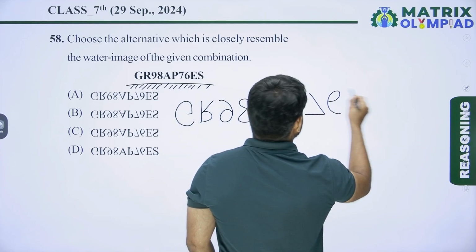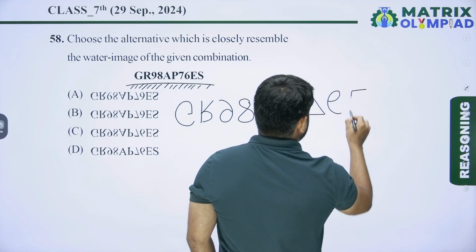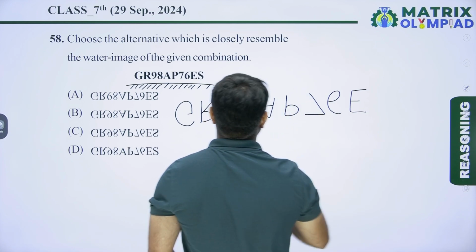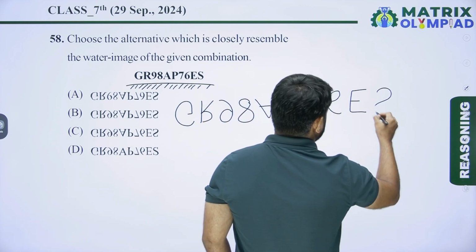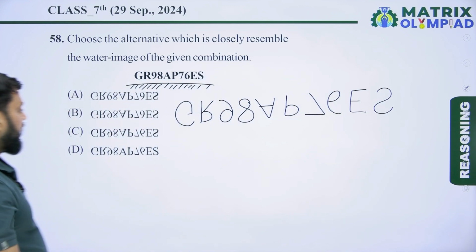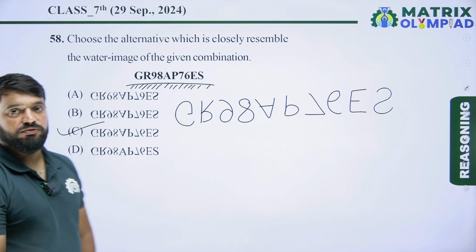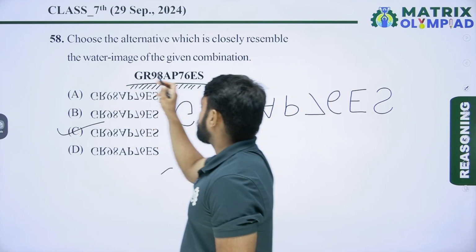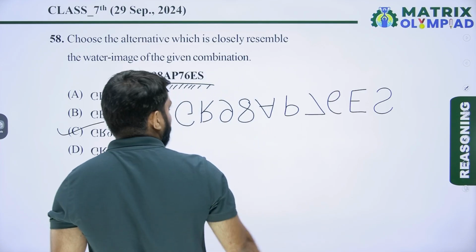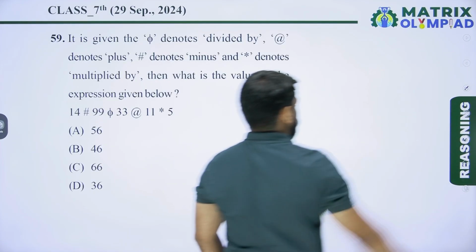Similarly, find the water image of E. This is the water image of E. Now find the water image of S. This is the water image of S. So here option C is the correct water image of the given combination. So here option C is the correct answer of this question. Let's move on to the next question.